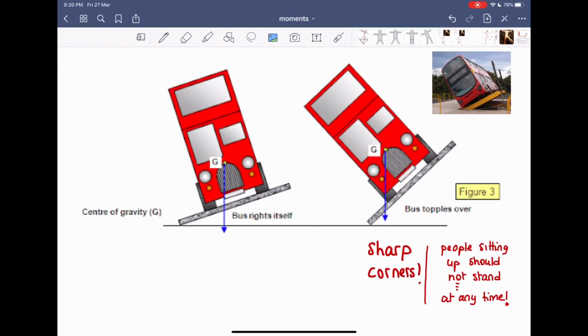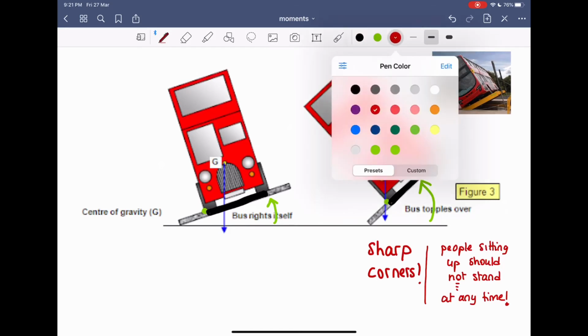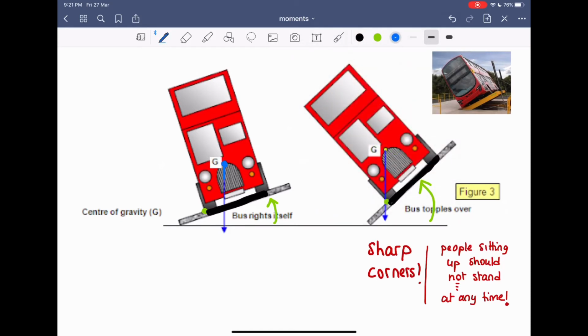So what's the physics behind this? If we mark where the edge is, this is the pivot. We're tilting it about this point, and if I draw the base, that's the base of the bus. And now for the arrow, this is the arrow representing what? The gravity. The weight, the force of gravity pulling on the bus.